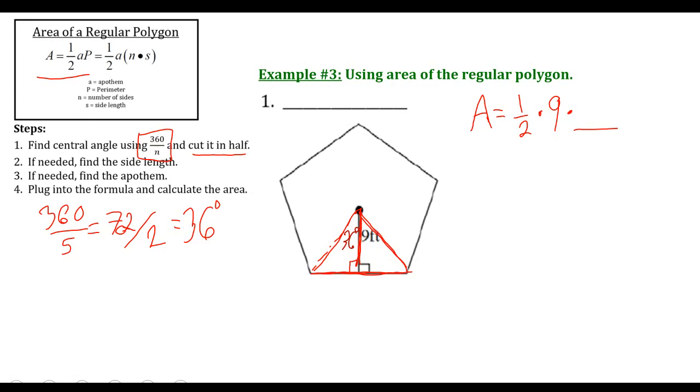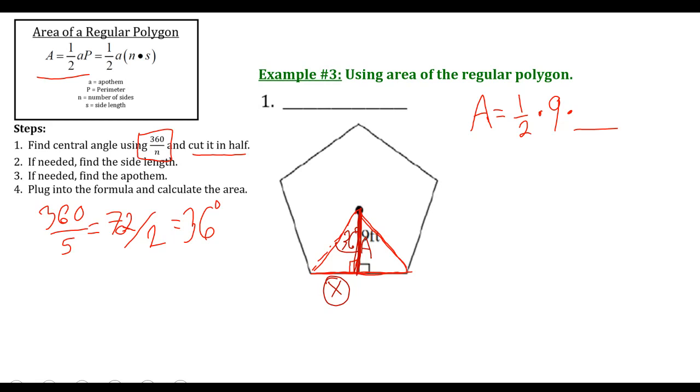Okay, we know the apothem right here is 9. We have 36 degrees, and now we need this side. This looks like a SOHCAHTOA problem. Look, opposite, adjacent. Which one's that? SOHCAHTOA, OA. That's a tangent.